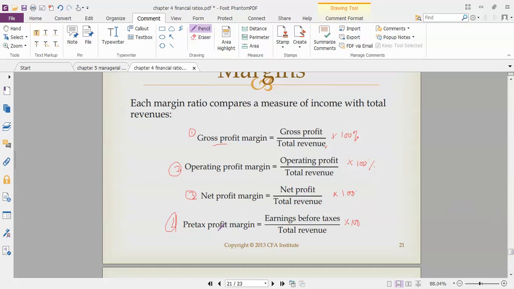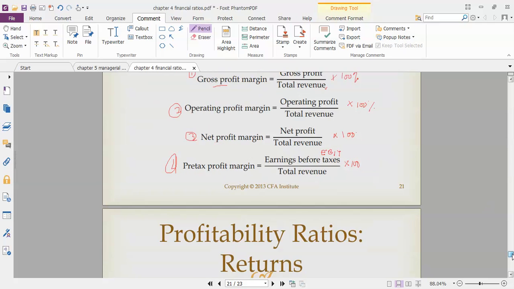How about the pre-tax profit margin? Pre means before, before the tax. Earnings before taxes, which is EBIT, divided by the total revenue.